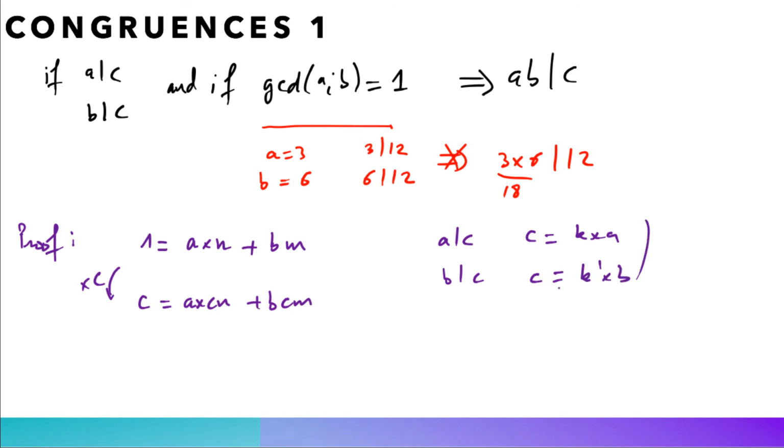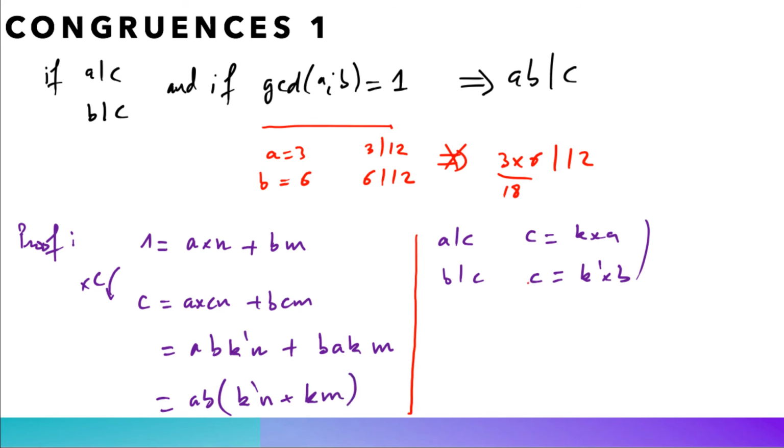And if we plug both of these here, one gets that C is equal to AB k prime n plus BA k m, which we can factorize by AB. So we get AB times k prime n plus km, and this means that AB divides C.